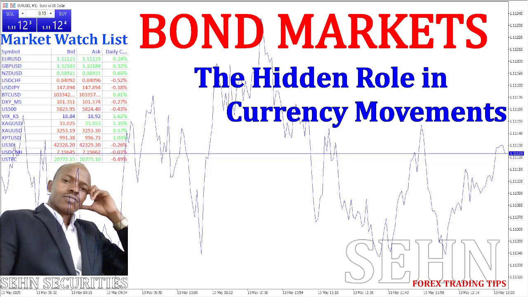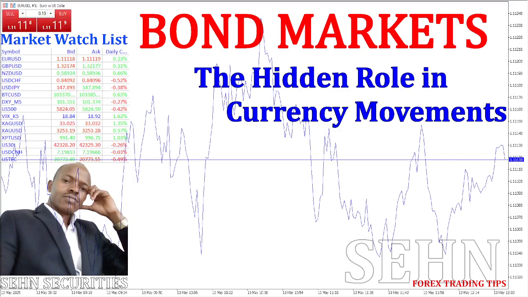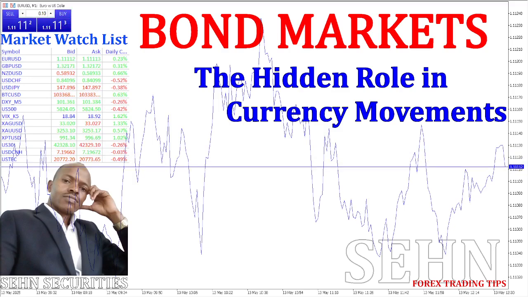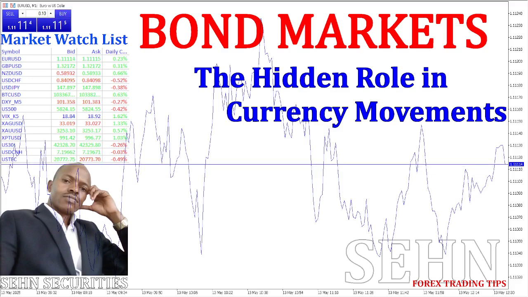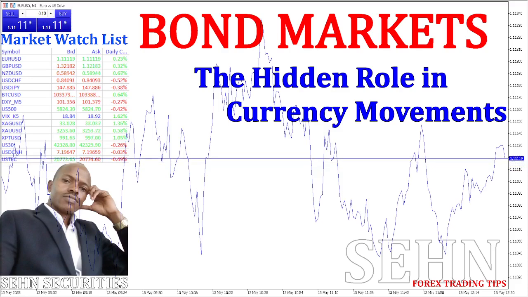In this case, traders must interpret the why behind yield movements. Are yields rising because of robust economic activity, or because inflation is eroding purchasing power? That distinction matters. The geopolitical landscape also plays a role.